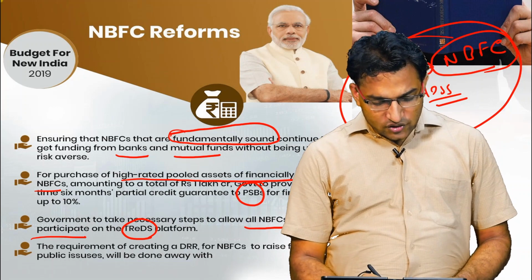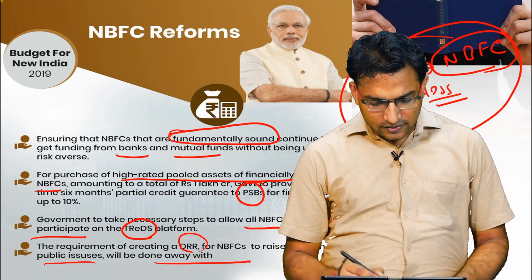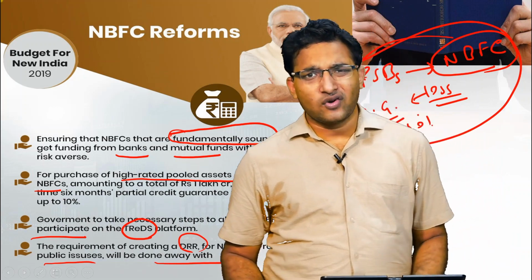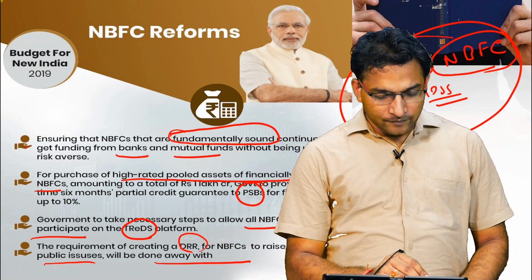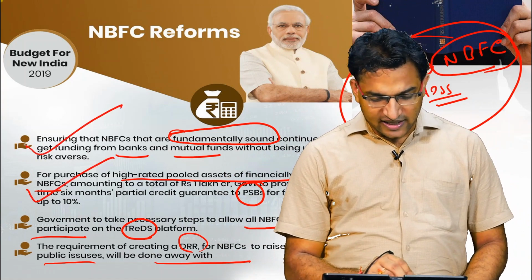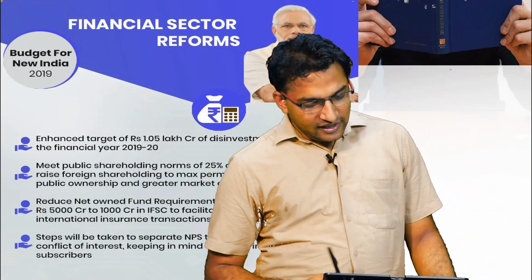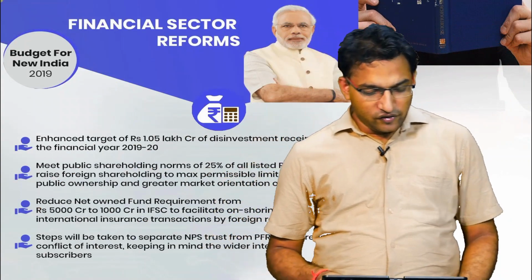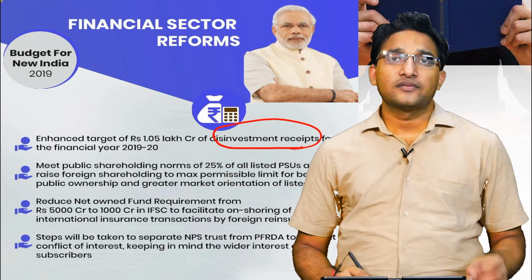The requirement of creation of DRR for NBFCs to raise funds in public issues will be done away with. Debenture redemption reserve, this is not that much important point. So here, which are the important points? The first one, the second one, and the third one. Then financial sector reforms. So first is disinvestment. The disinvestment receipt target will be enhanced.